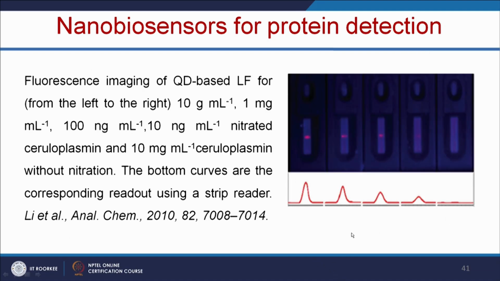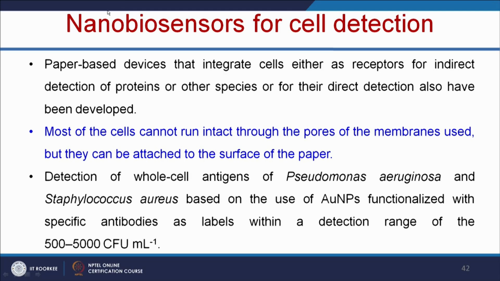The next example is quantum dots. You can use quantum dots also for diagnostic applications, and we can measure the fluorescent intensity using the strip reader. The next example is nano biosensors for cell detection. Here the cells cannot run intact through the pores of the membranes, but they can be attached to the surface of the paper. Using this we can detect pathogens like Pseudomonas or Staphylococcus bacteria, using gold nanoparticle functionalized specific antibodies, and it can detect 500 to 5000 colony forming units.